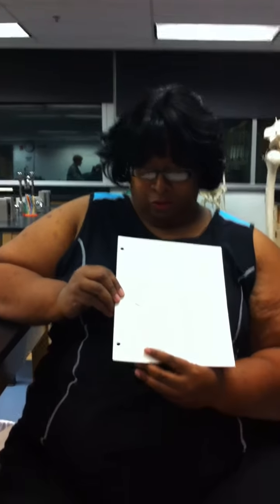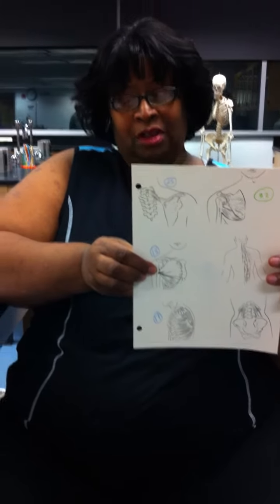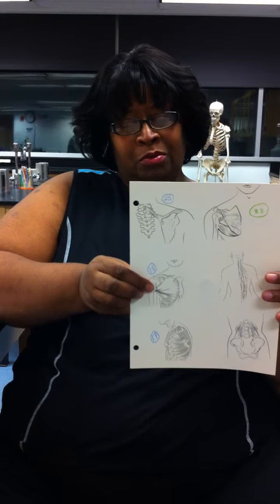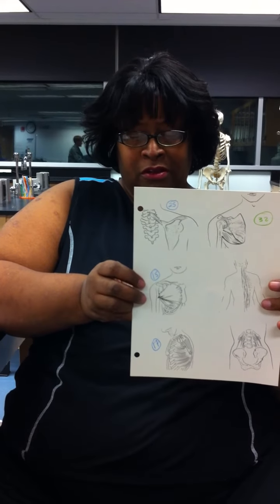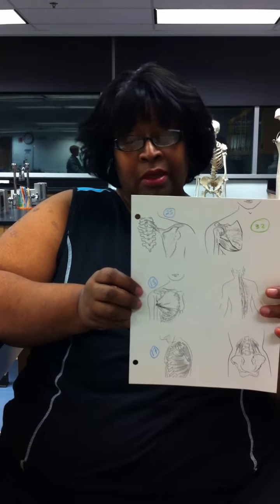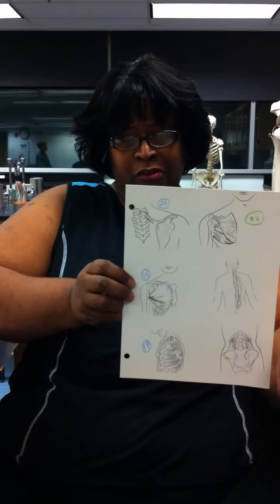Okay, now we're going to continue with the muscles of the chest, back, and posterior neck. First, pectoralis major. Pectoralis major originates on the clavicle, the sternum, and ribs 1 through 7. It inserts on the crest of the greater tubercle of the humerus. Action: it adducts, flexes, and medially rotates the arm.